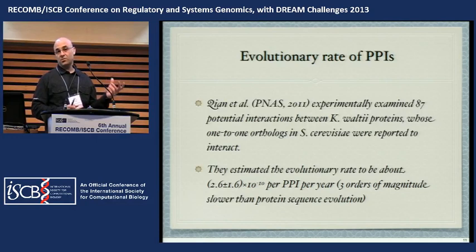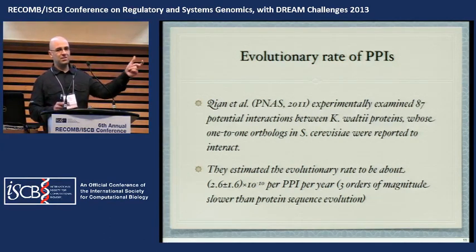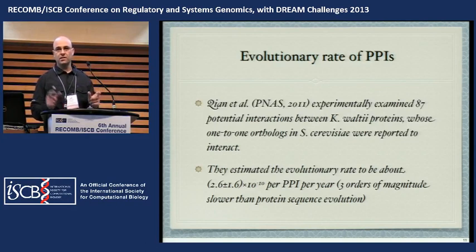This rate is about three orders of magnitude slower than the rate of protein sequence evolution. Here, the evolutionary rate of protein sequence evolution is measured in terms of the number of amino acid substitutions per protein per year. So it was found by focusing on orthologous groups, or what has been coined in the literature as an interlog, an interaction between two genes or two proteins in one species that is conserved in another species. Again, they found that the rate of PPI evolution is about three orders of magnitude lower than the rate of evolution at the amino acid sequence level.